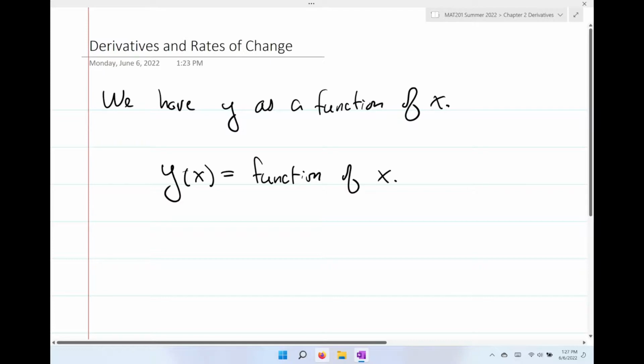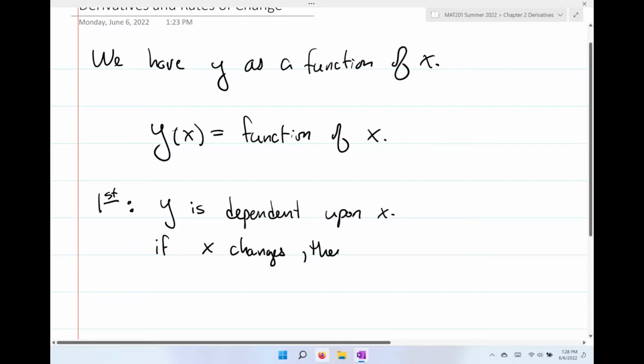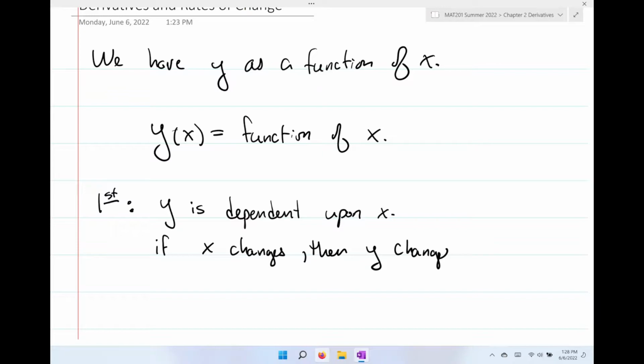Okay. Now, here's what we know. We know a couple things. First, y is dependent upon x. In other words, x is our independent variable, y is the dependent variable. Now, if x changes, then y is going to change as well. We know that. We don't know how much. It could change a little bit, it could change a lot. No idea. But what we do know is that if x changes, then y changes.